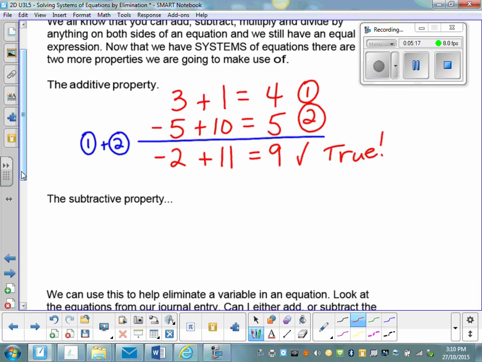So what happens if I subtract? So if I have 3 plus 1 equals 4, and I've got negative 5 plus 10 equals 5.